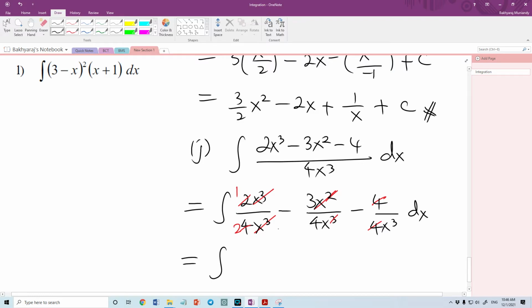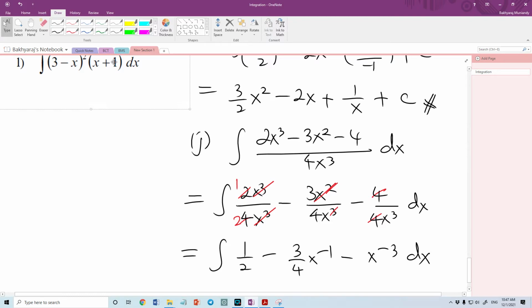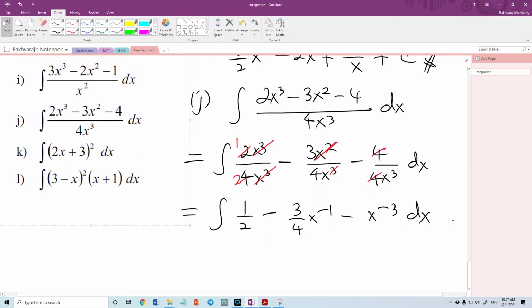So here I get what? All x is cancelled, so I just get 1 over 2 minus, so here we have denominator x, so here I can put 3 over 4, and power of, okay, denominator means negative power, so you get negative 1. Minus 1 over, because all cancel, right? Constant cancel, so you get 1 over x power of 3, so means you get negative 3 here. Because 1 over x power of 3, we get x power of negative 3. Negative power.